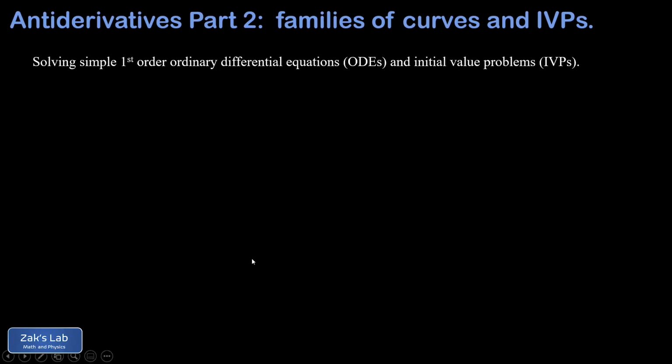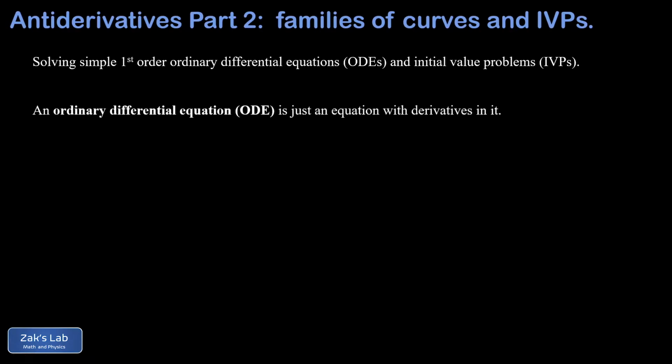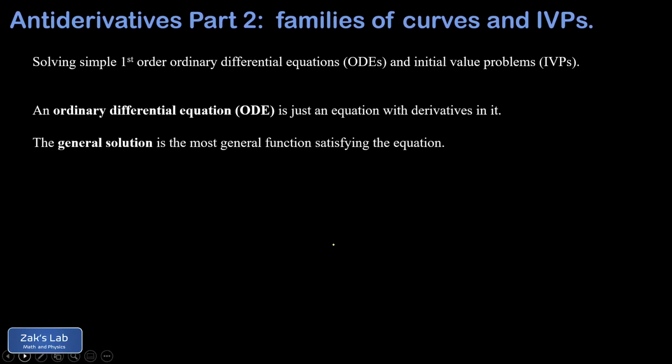Those are called IVPs. So just some quick definitions here. An ordinary differential equation is just an equation that has derivatives in it. And we're restricting ourselves to the first order case, meaning we just have a first derivative, no second or higher order derivatives. Now, the general solution of a differential equation is the most general function satisfying the equation. And I need to point out here, the solution of a differential equation is a function. It's not a number like you're used to for algebraic equations. It's a function that obeys the equation.